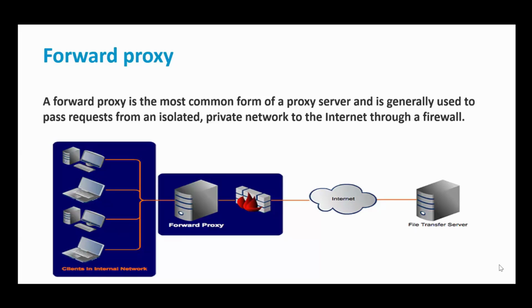Let me explain what this particular server does. A forward proxy provides proxy services to a client or a group of clients. Often, these clients belong to a common network like the one shown in the picture. It is the most common form of proxy server and is generally used to pass requests from an isolated private network to the internet through a firewall.